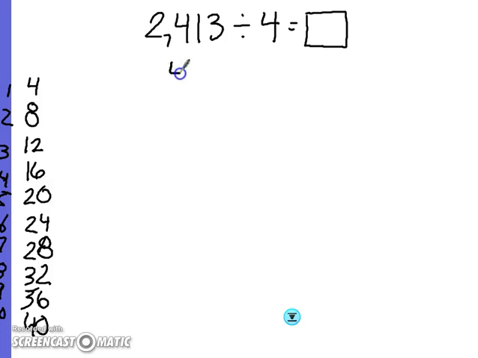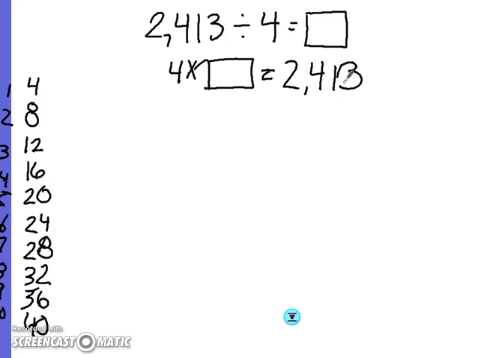So I know that 4 times some number equals 2,413. I still don't really exactly know what I'm doing. So you'll notice on the side I went ahead and rolled my multiples for my 4s. So I went 4, 8, 12, and so on. I also put to the side what number I was multiplying by. That way I know what those mean.